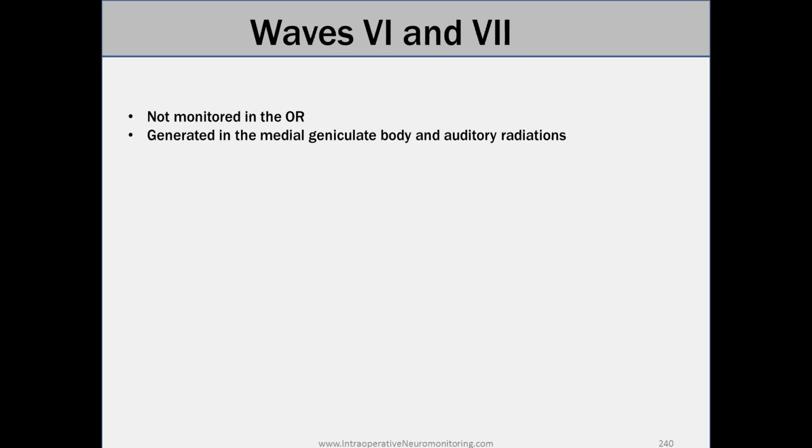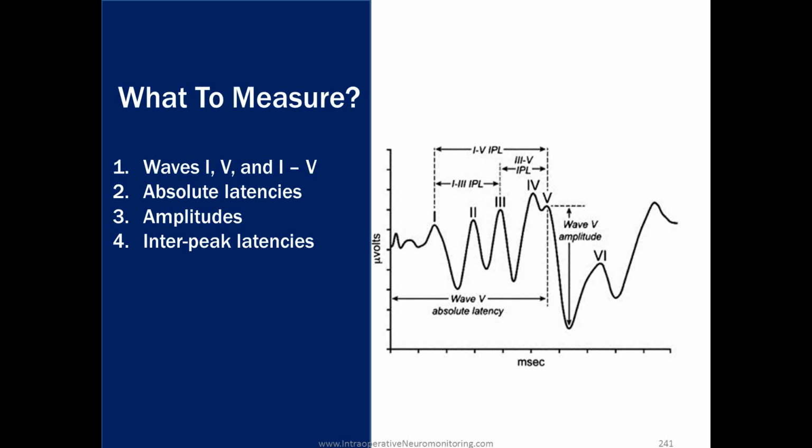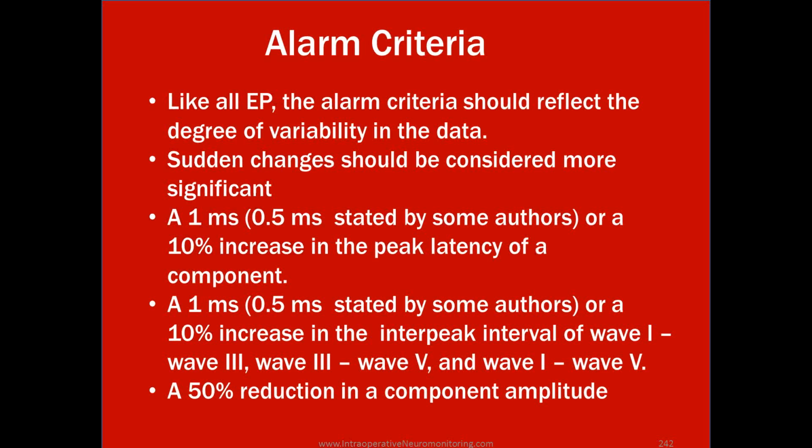Waves that follow wave 5, wave 6 and 7, are not monitored in the OR. They're generated in the medial geniculate body of the thalamus and auditory radiations up into the cortex of the temporal lobe. So what are we going to measure? We measure wave 1 and 5 most commonly. We also measure wave 3, and the 1 to 5 interpeak latency, as well as 1 to 3 and 3 to 5. We measure absolute latencies, or how long it is from onset to that wave. We measure the amplitude size, and we measure all interpeak latencies.